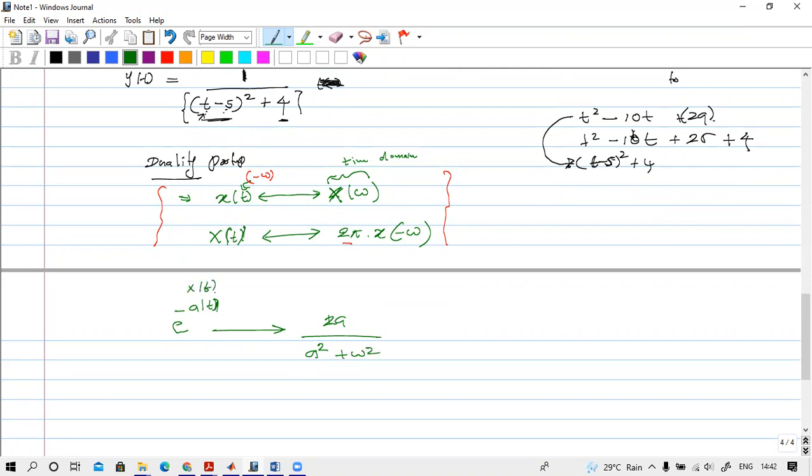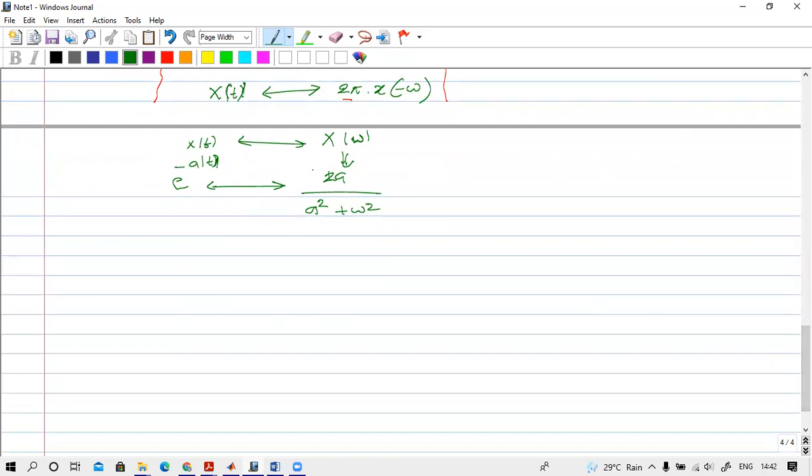This is x(t), the independent variable is t, and this is capital X(omega), where the independent variable is omega. So if you are given this type of time domain signal, that is 2a by a square plus t square, not omega square, here it is omega square, here it is t square, if you are given this kind of function, you can directly get the Fourier transform.